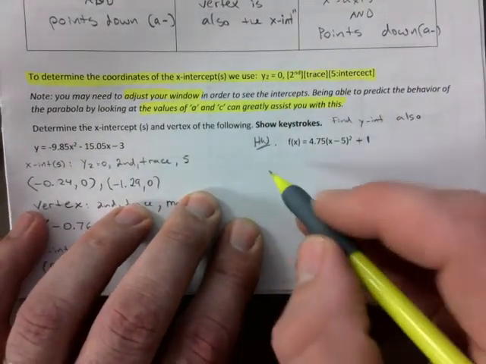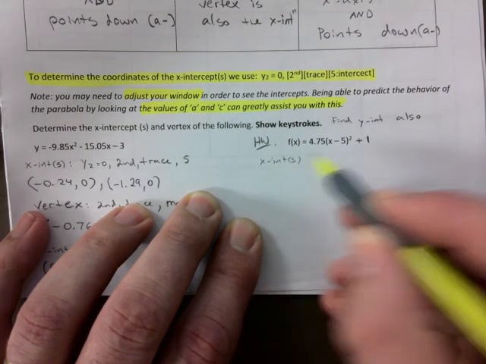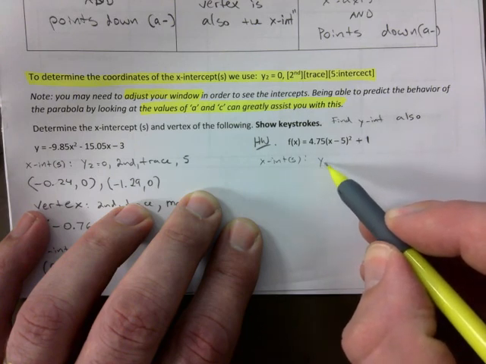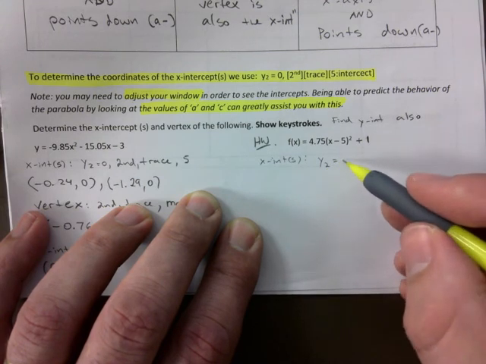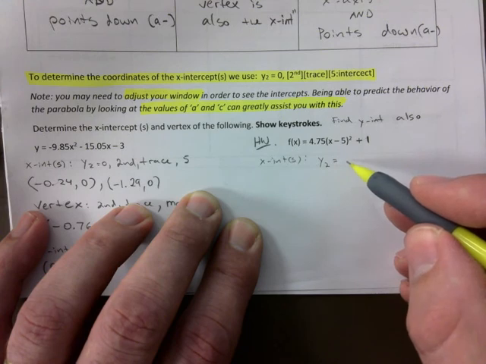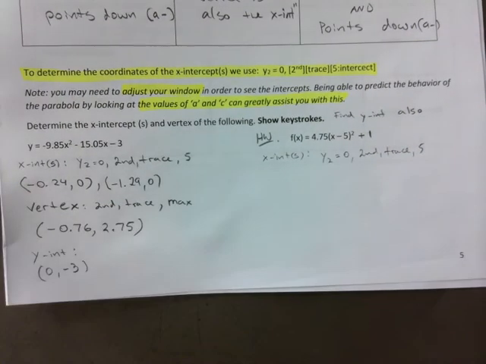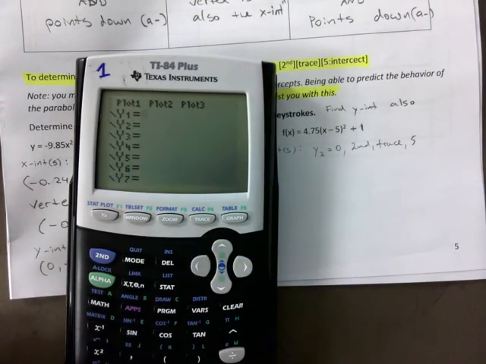So to find the X-intercepts, there may be more than one. I want you to show me the keystrokes. Did this one have one? I don't think this one had X-intercepts. It points up and it doesn't have any. But anyways, you would go Y2, second, trace 5. And so you just go ahead and type that in, and so that's 4.75.